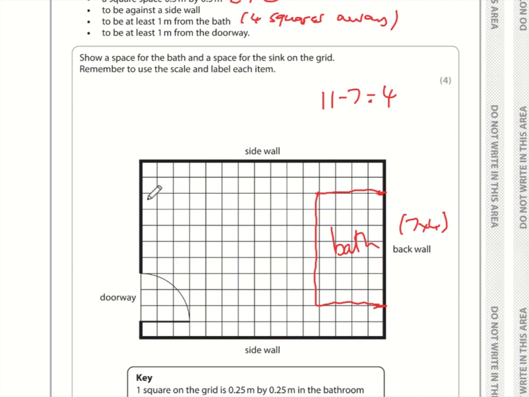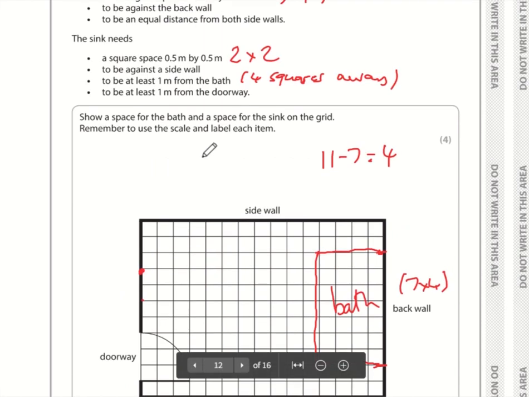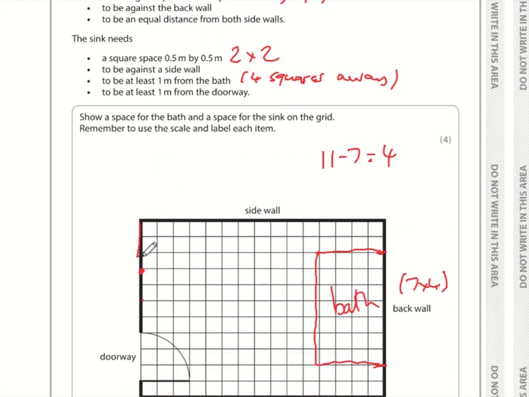So the safest place would be up here. So 1, 2, 3, 4. 4 squares, and the sink was, we said, 2 by 2. Perfect. So I can just stick the sink in the corner, 2 by 2. There is my sink. It's 2 by 2. It's against the side wall. It's at least a metre away from the bath, it's miles away from the bath, and it's quite far away from the doorway as well. So that is perfect.